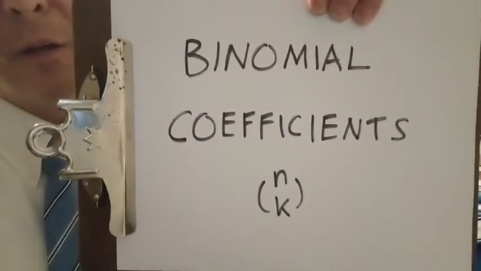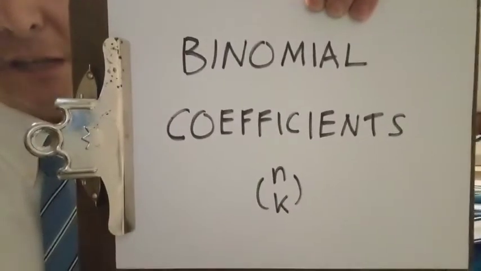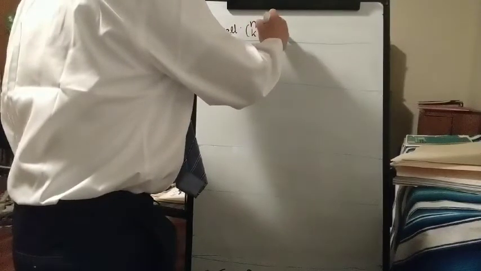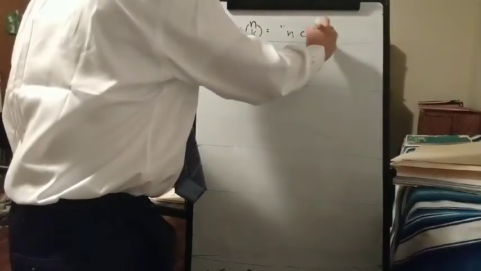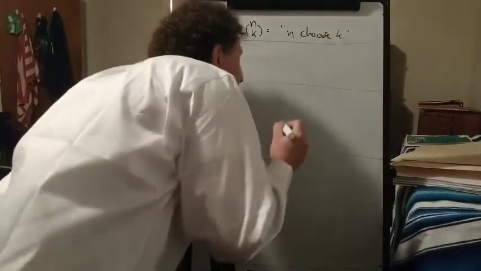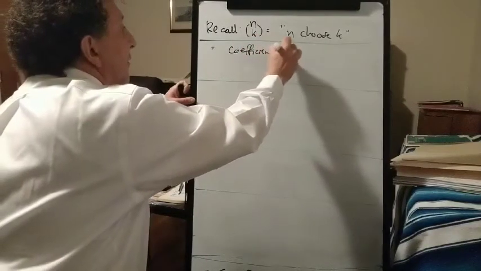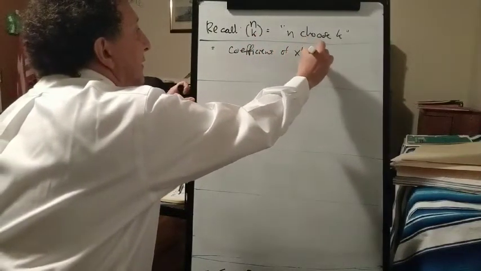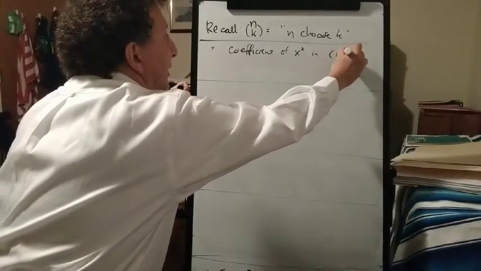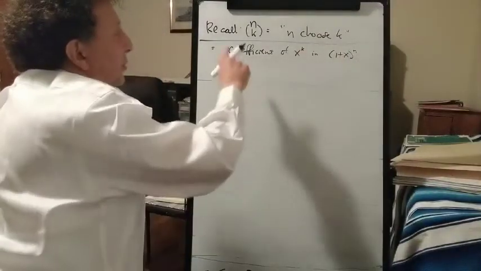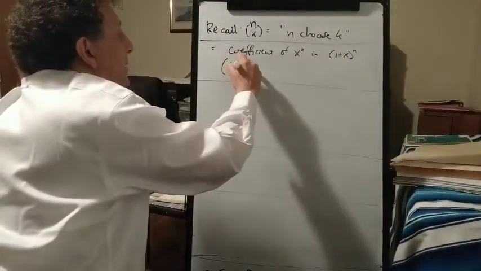All right, now let's state and prove a formula for the binomial coefficients n choose k. So recall n choose k equals the coefficient of x to the k in (1 plus x) to the nth. 1 plus x is a binomial, that's why this is called a binomial coefficient.